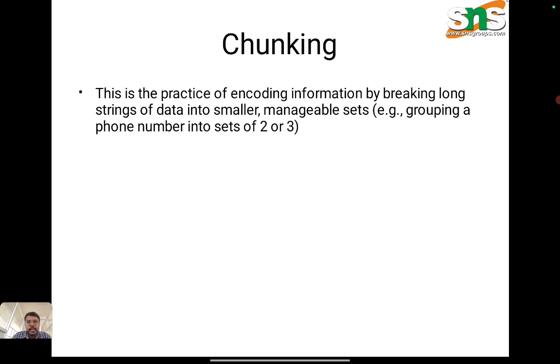Next, chunking. This method is the practice of encoding information by breaking long strings of data into smaller manageable sets. For example, grouping a phone number into sets of two or three.